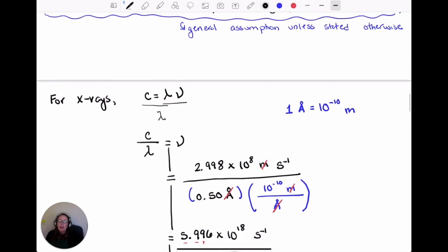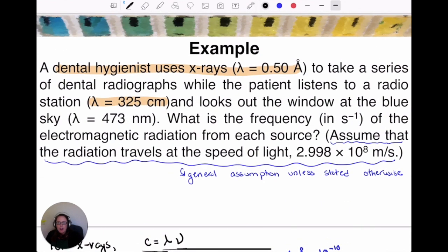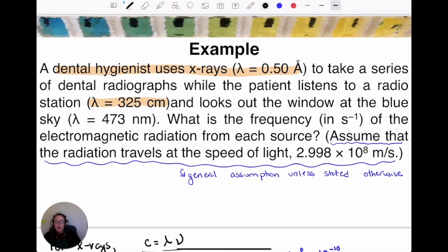Okay. And then I would encourage you to go back and do the radio waves and the visible light waves on your own, just so you get some practice with these calculations.